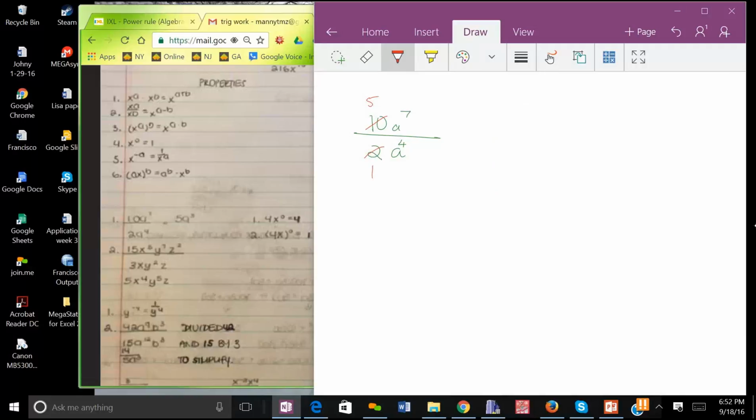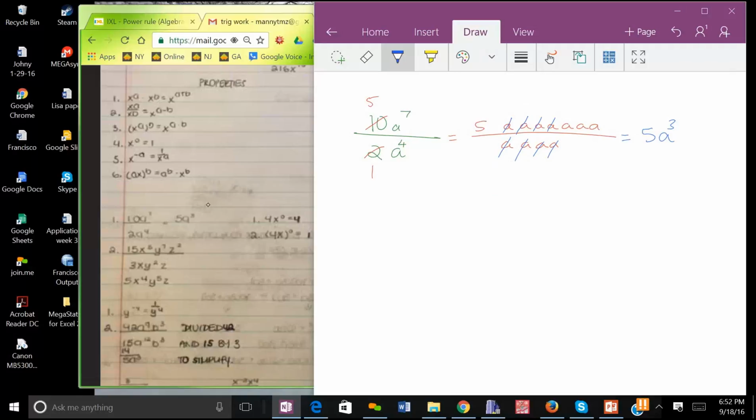What is a to the 7? A to the 7 is actually a times a times a times a times a times a times a. That's what it really means. And a to the 4 really means a times a times a times a. Since you got the same thing at the top and bottom, you can cancel, right? Gone. What do you have remaining? 5a cubed, right? So that's the way you need to understand this problem.